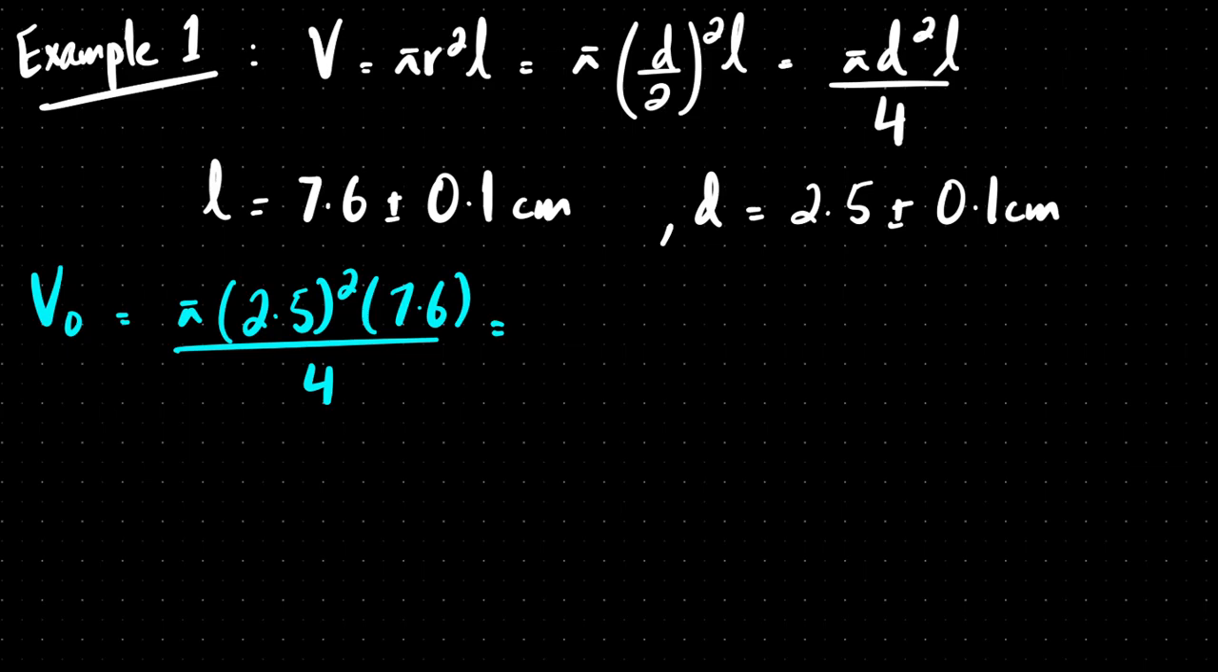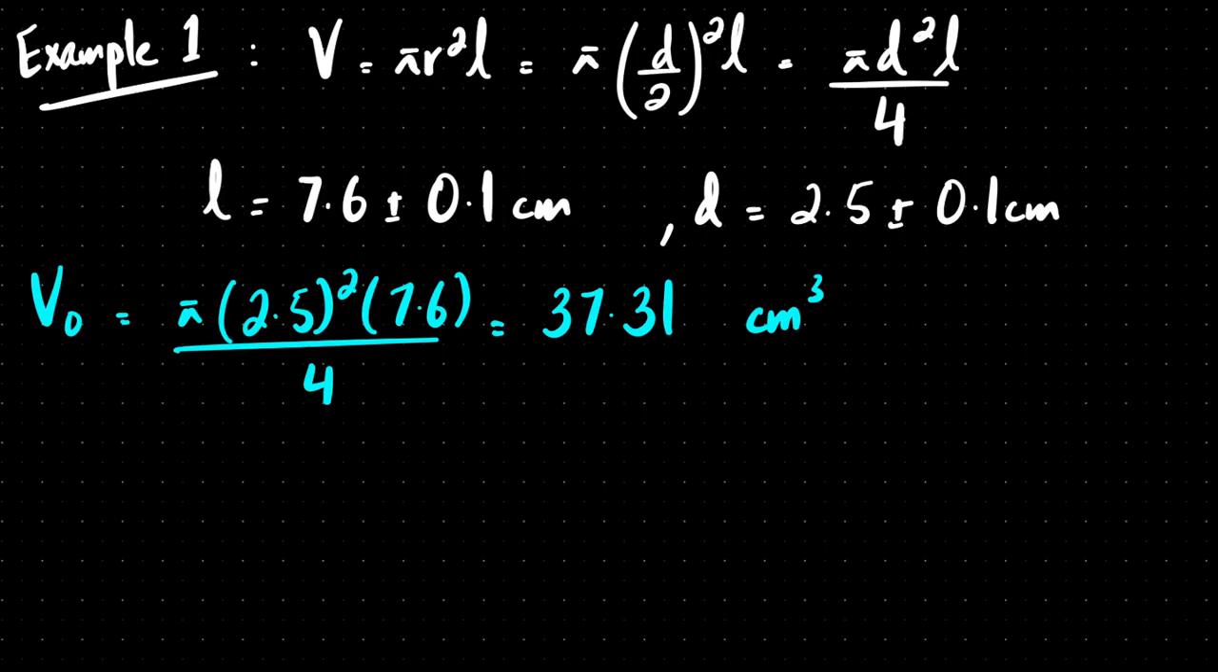Because my dimensions were also in centimeters, the volume would also be in centimeter cubed, and this turns out to be 37.31. Intentionally I'm writing this to a greater accuracy because I don't know what my uncertainty is going to be like, and I need to round this later as well. So this is my volume.